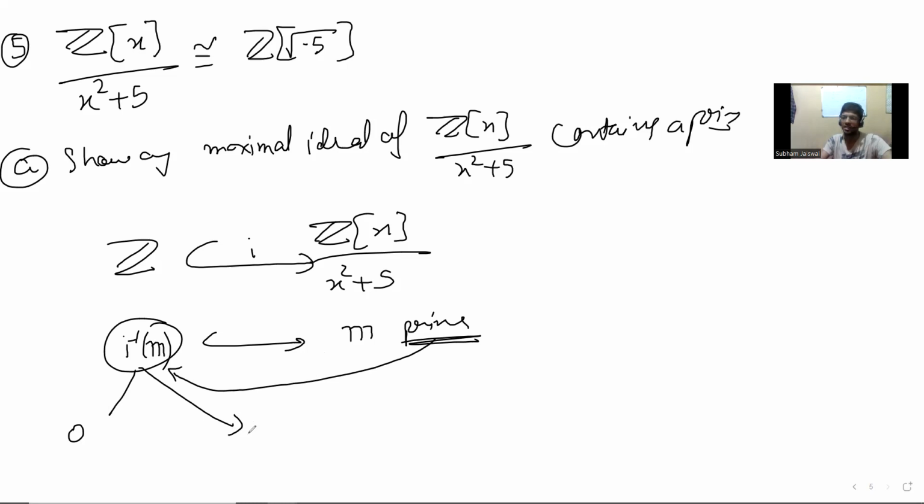Wait. Huh. Yes, X is obviously, no, X is not maximal. Wait, what happened? Sorry. So anyways, let's keep moving.